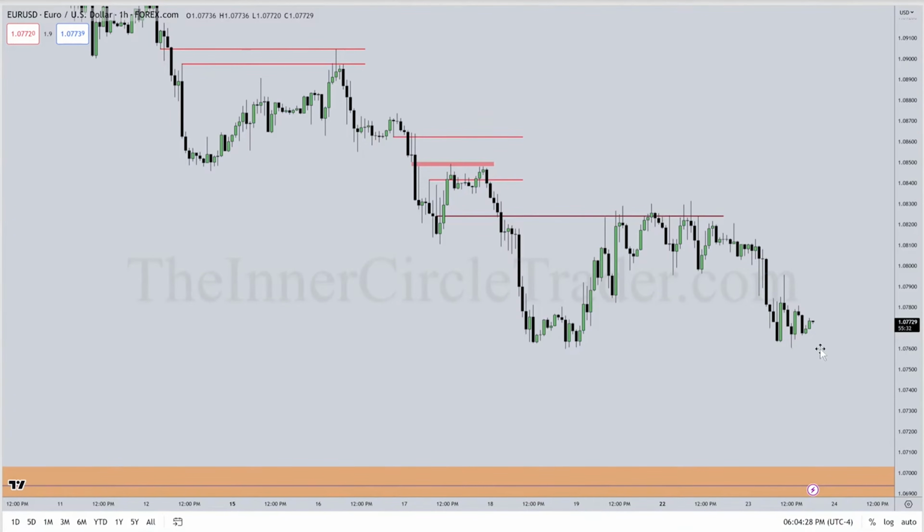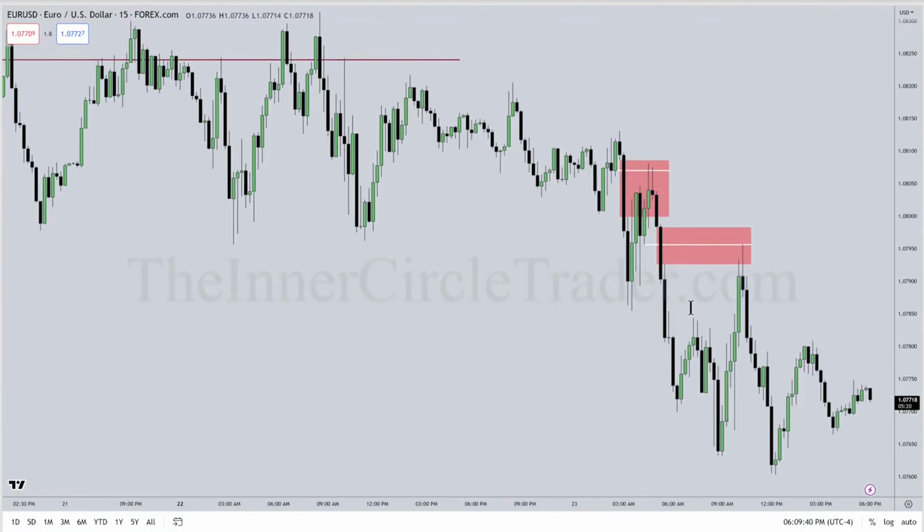And we have sell side building right here. All right, here's the 15-minute chart of the Euro Dollar. And now we're getting down to the brass tacks of intraday price action. And we have the 2022 model right here.